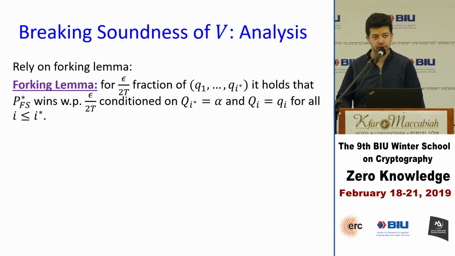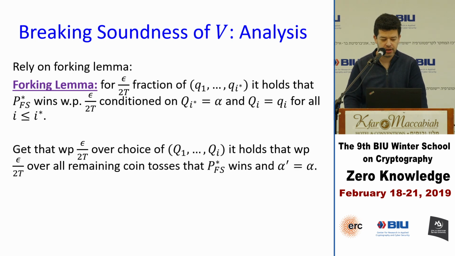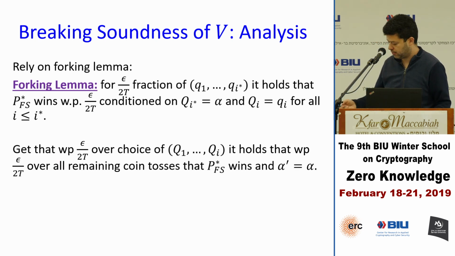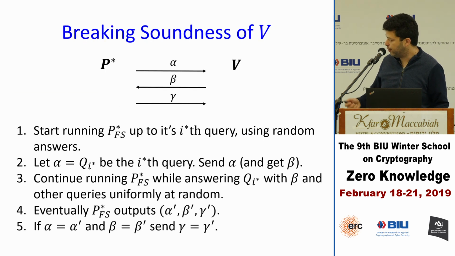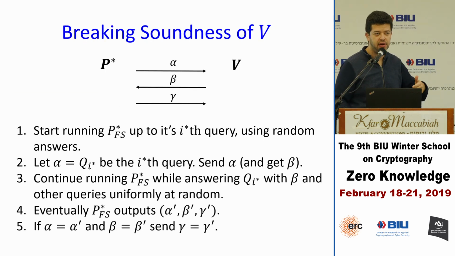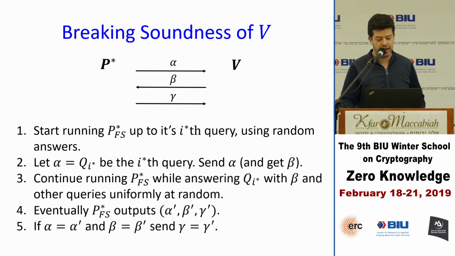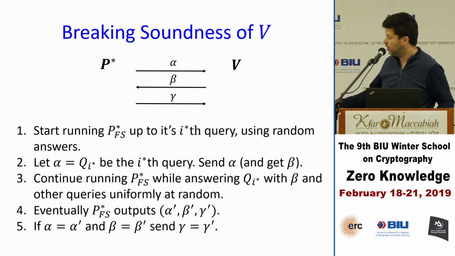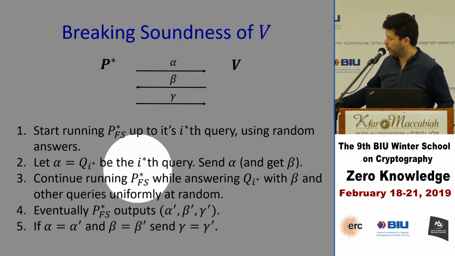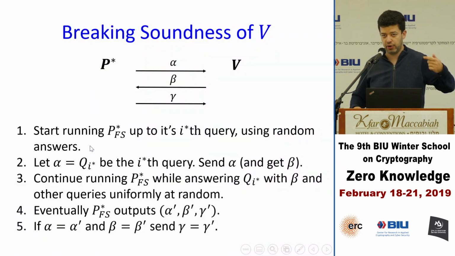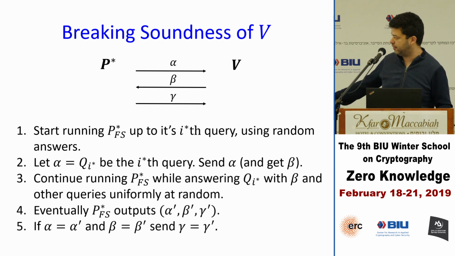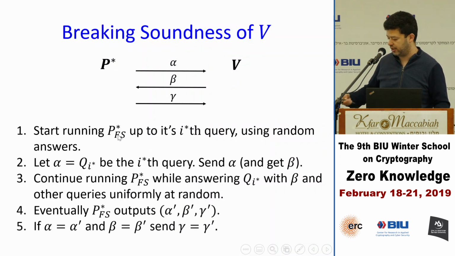Unsurprisingly, we're going to rely on the forking lemma. Maybe I'll go back to the description of the protocol. What the forking lemma tells us, because we've emulated all of the answers to the random oracle using fresh random coin tosses, is that with good probability over this phase, we still have relatively good probability over the rest of the interaction for the verifier to win.